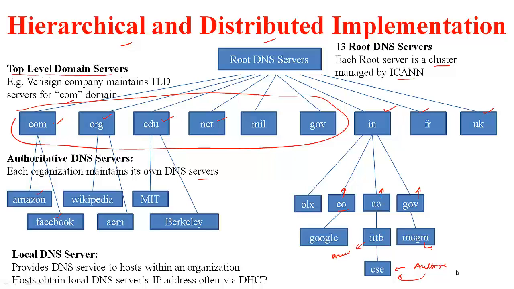Another very important server is the local DNS server. This provides the DNS service to hosts within an organization. So all the hosts within an organization will contact the local DNS server to resolve the host names. And these hosts obtain this local DNS server's IP address during boot time, typically via DHCP. So if you're on Linux, you can figure out who your local DNS server is by looking at this particular file. So how do these DNS servers interact to help resolve your queries?